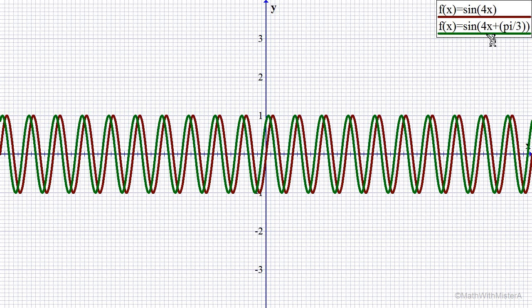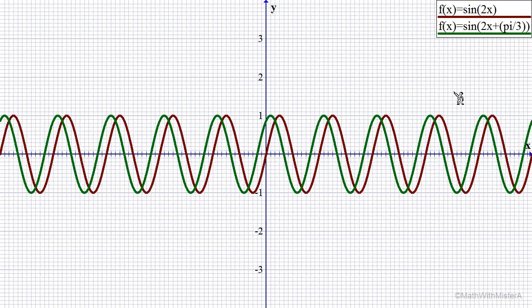Before, when we were first talking about the b transformation, we said it would shorten your period. Take your original period for sine, which was 2 pi, and divide by this factor, and it gives you your new period. Well, when it comes to our horizontal shift, this also must be divided by that factor, the b factor. In this example, pi over 3 divided by 4 would be pi over 12. That's 15 degrees, the exact 15 degree shift that we see in this example. Back to this one, pi over 3 divided by 2 would be pi over 6. That's 30 degrees, the shift we're seeing here.